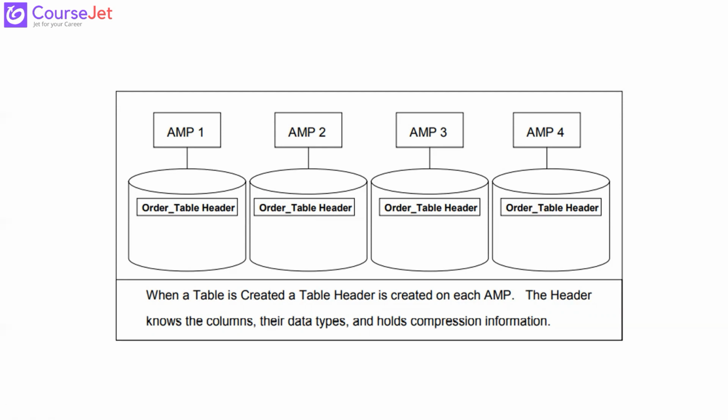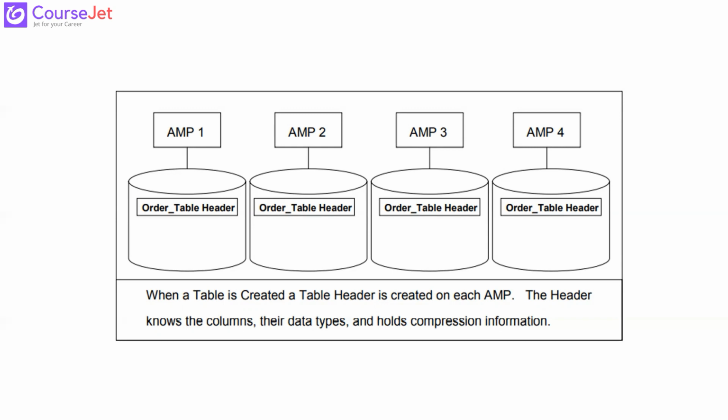This table header is just to get that connectivity; that header will be there. It is different from storing data. It's a kind of pointer, or something for table recognition. The table header will be created in all AMPs, correct?